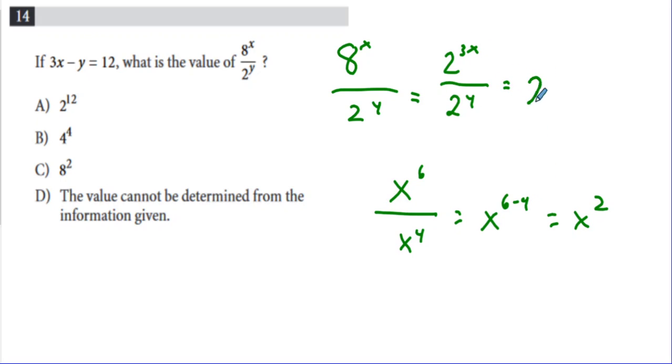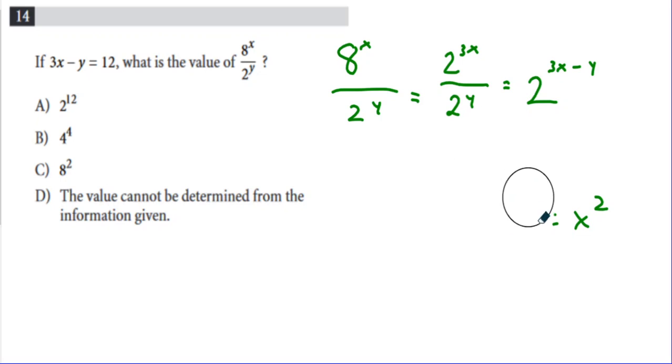I can rewrite these with a base of 2, and instead of writing separate problems, I can subtract them. So I can write this as 3x minus y. So I was able to rewrite this expression. Okay, let me get rid of this stuff so it's not distracting. I rewrote this expression as 2 to the 3x minus y. Well, if you notice, that's exactly what they have here. 3x minus y is the same thing as 12. So that means I can replace 3x minus y with a 12. Okay, 2 to the 12th power. There it is. That's our answer.